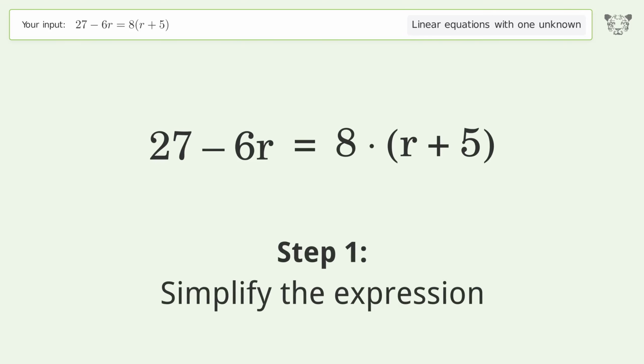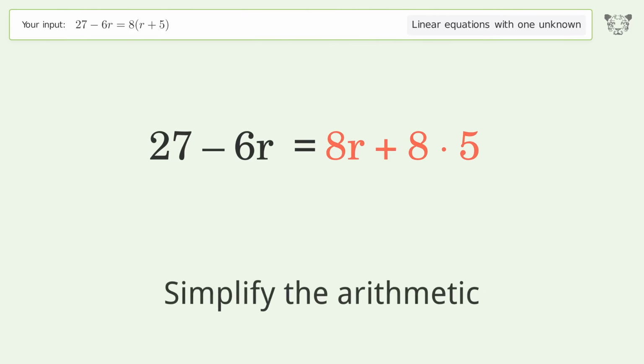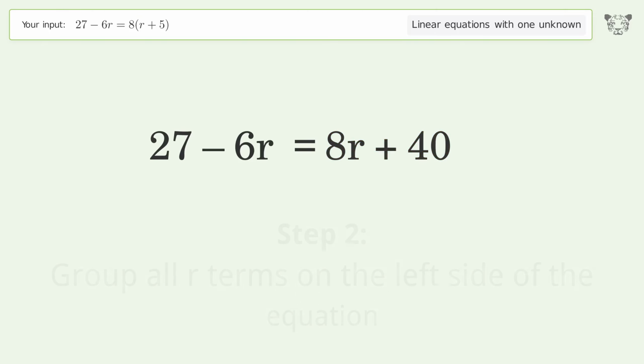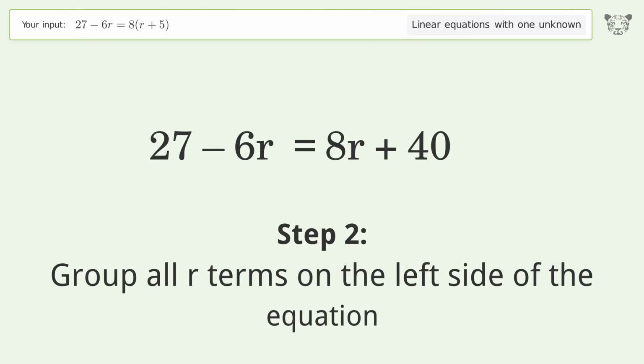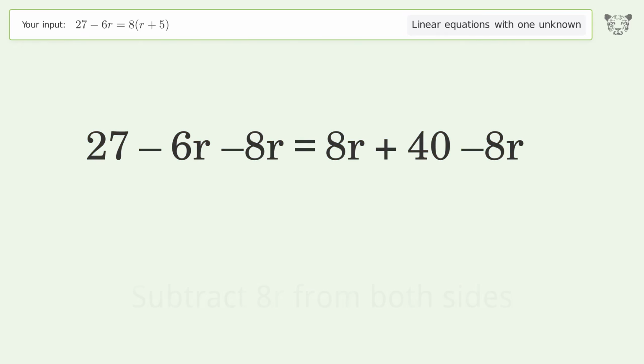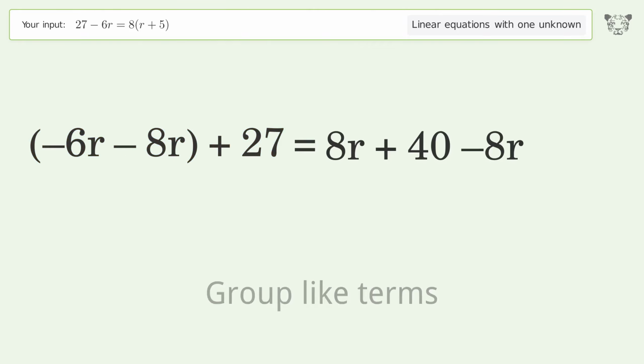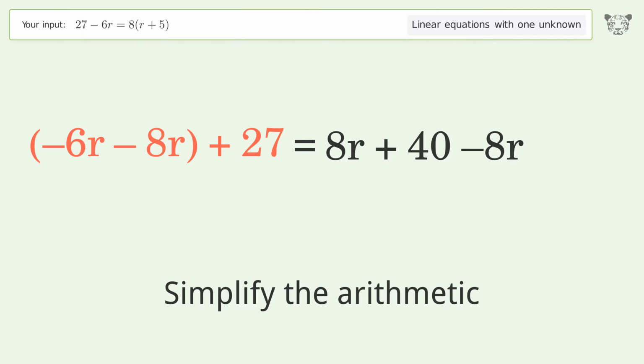Simplify the expression. Expand the parentheses. Simplify the arithmetic. Group all r terms on the left side of the equation. Subtract 8r from both sides. Group like terms. Simplify the arithmetic.